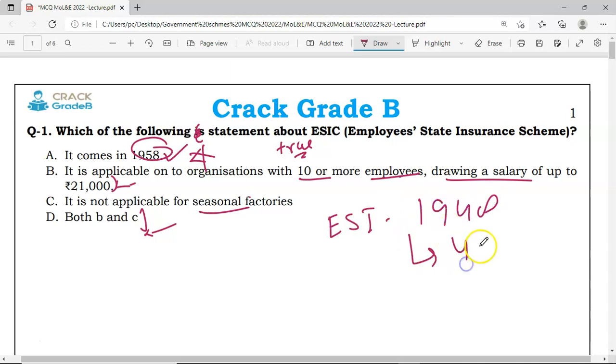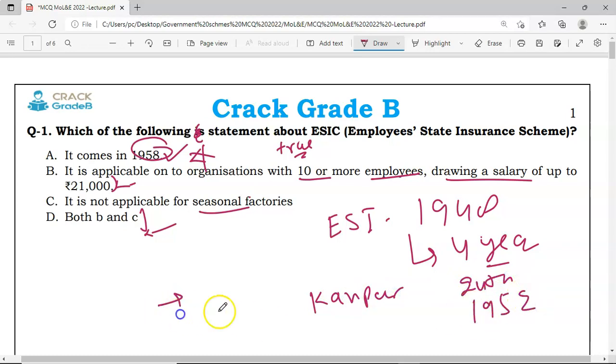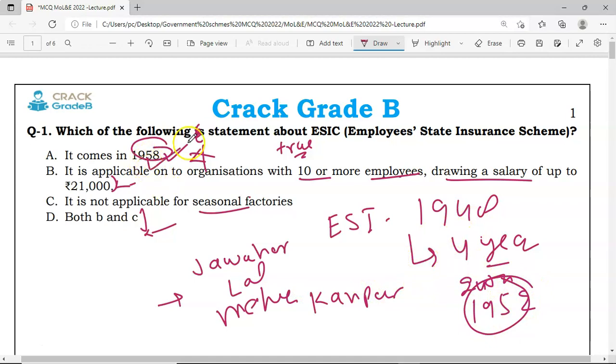After four years of this Act, the scheme was inaugurated in Kanpur on 24th February 1952 by the then Prime Minister Jawaharlal Nehru. So it was launched in 1952. It was not launched in 1958, right? And this day is also celebrated as the foundation day of ESIC, right? So this scheme was launched on that day.